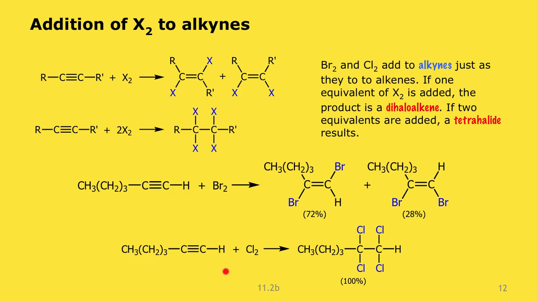The second example is just an indication of the types of products that we form if we add an excess of halogen. Even though it isn't indicated here, this particular example used a vast excess of chlorine, so there was more than one equivalent there.